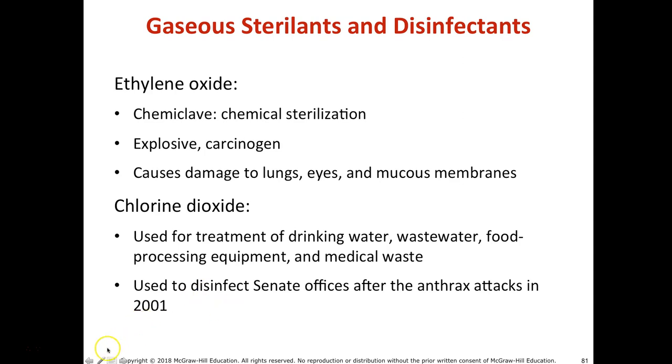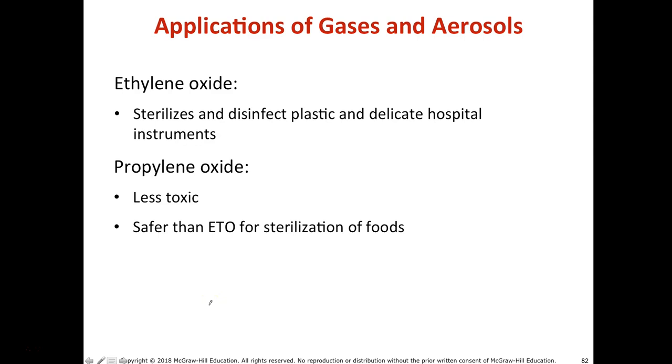And here is another item that we are going to cross off. So don't worry about this chlorine dioxide. You can read about it if you're interested. So what is an application of ethylene oxide? We are going to use it to sterilize and disinfect plastic and delicate hospital instruments such as prepackaged medical devices, surgical supplies, syringes, or disposable petri dishes. And it's even been used to disinfect sugar, spices, dried foods, and drugs.